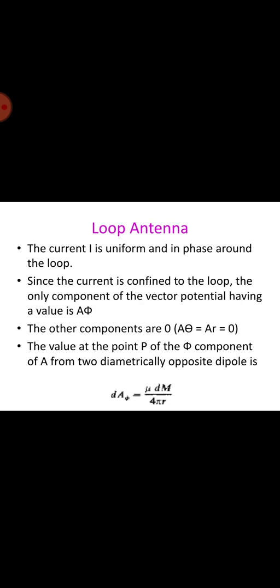Since the current is confined to the loop, the only component of the vector potential having a value is A phi. The other components are 0, that is, A theta and A r are 0. For loops with perimeters of about lambda by 4 or larger, phase shifters of the same type must be introduced at intervals around the periphery in order to approximate a uniform in-phase current on the loop.